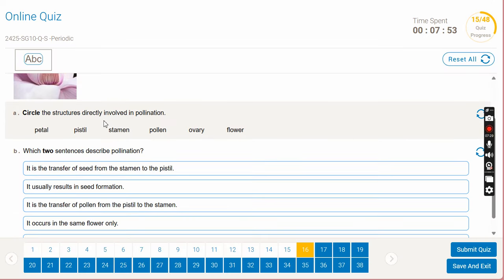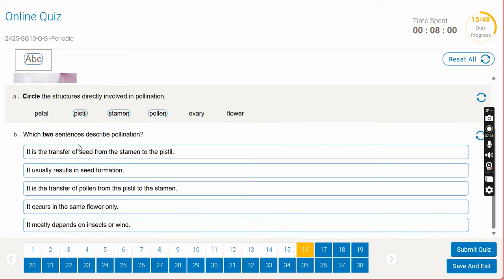Now circle the structures directly involved in pollination. That's the pistil, the stamen, and the pollen. Remember, the pollen is transferred from the stamen to the pistil. Keep that in mind. Which two statements describe pollination?